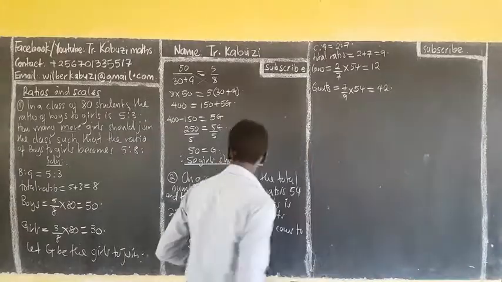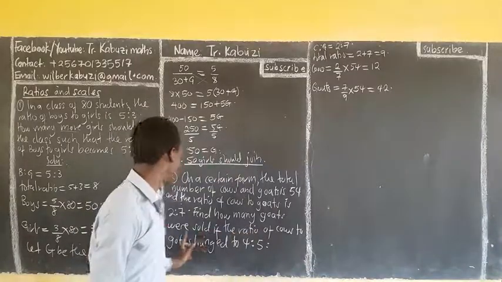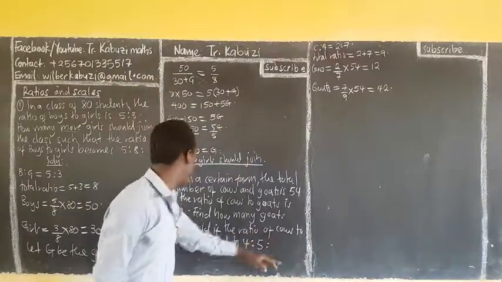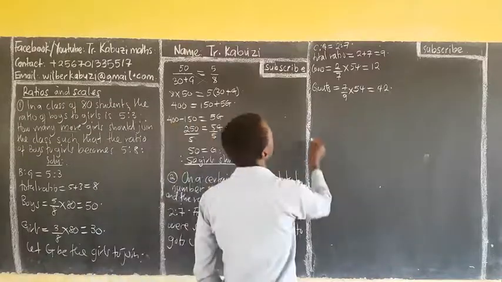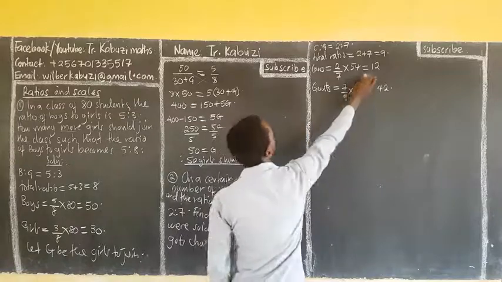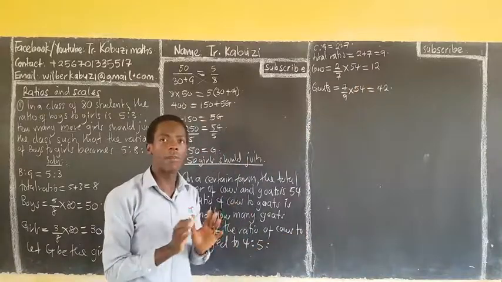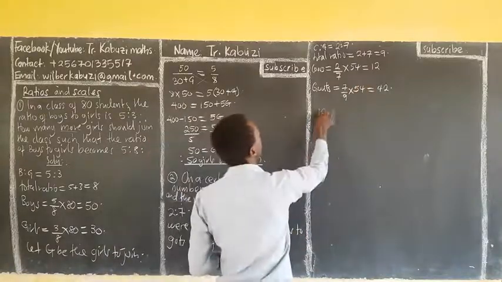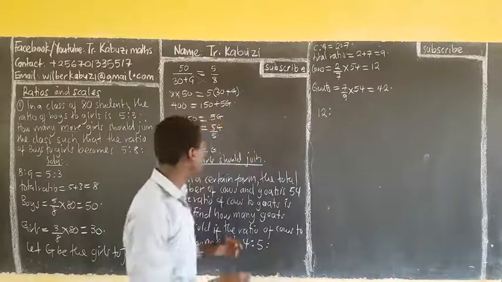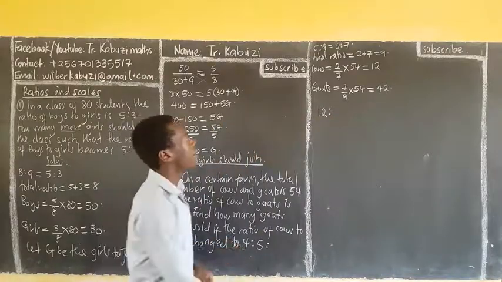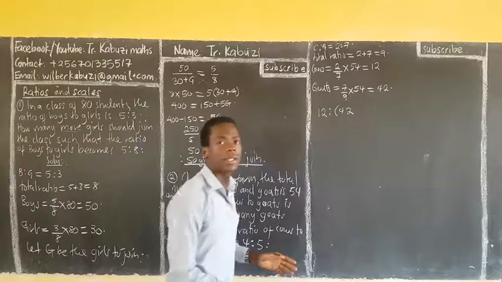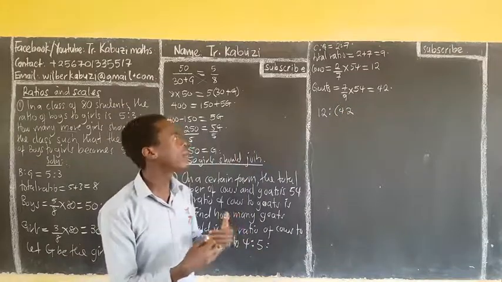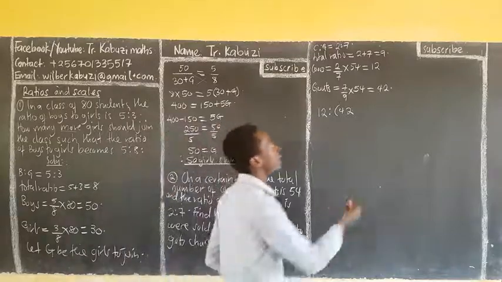Now the question is asking me, find how many goats were sold if the ratio of cows to goats changed to 4 to 5. Meaning that the number of cows remains the same, so I have 12. Now, for the number of goats, first of all, I have 42 goats. But because I'm selling, I'm going to subtract off some goats.